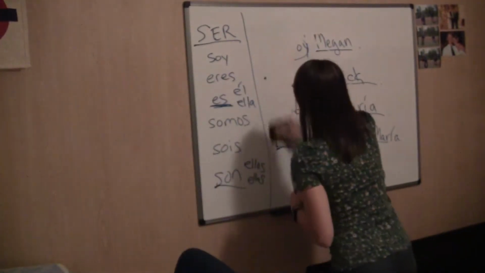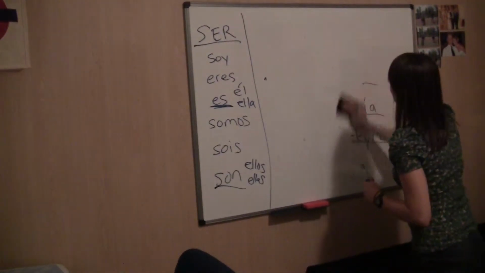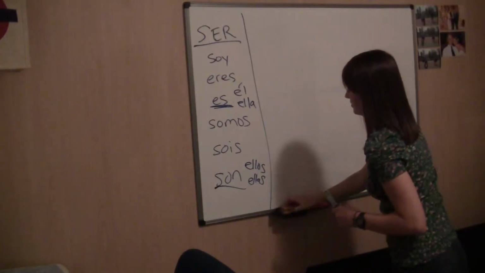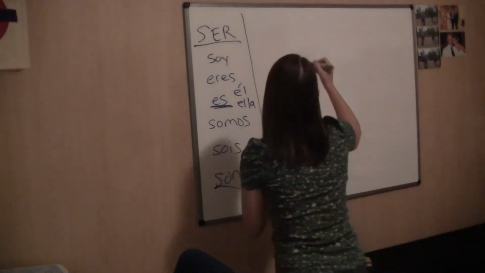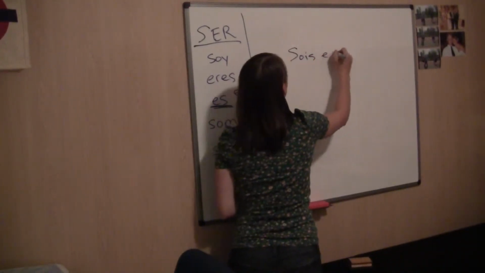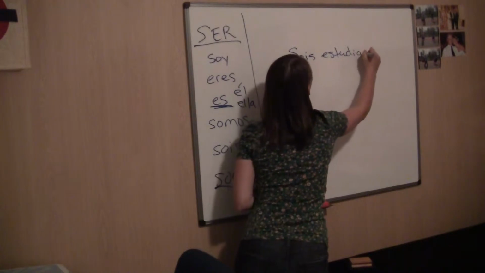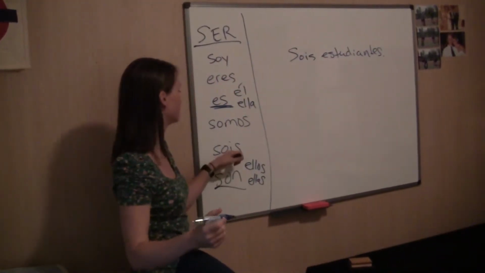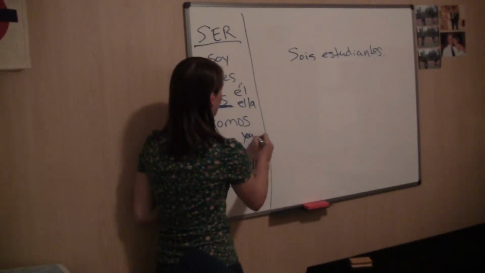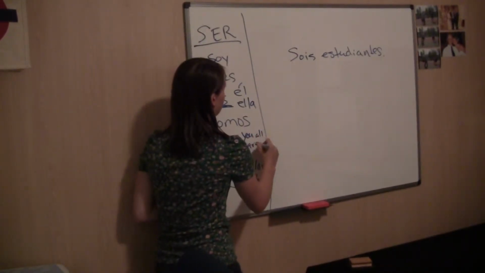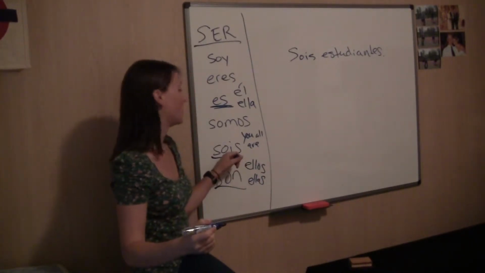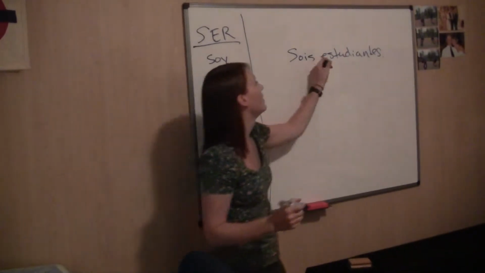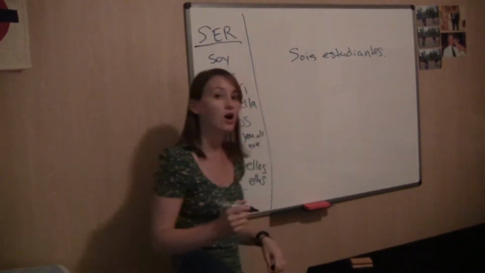When we talk about people's professions, what they do for a living, we also use the verb ser. For example, sois estudiantes. Sois estudiantes. Sois means you all are. And it's the familiar term we use in Spain. You all are, y'all are students, right? It's kind of that Texan familiar type thing. Sois estudiantes. You all are students.